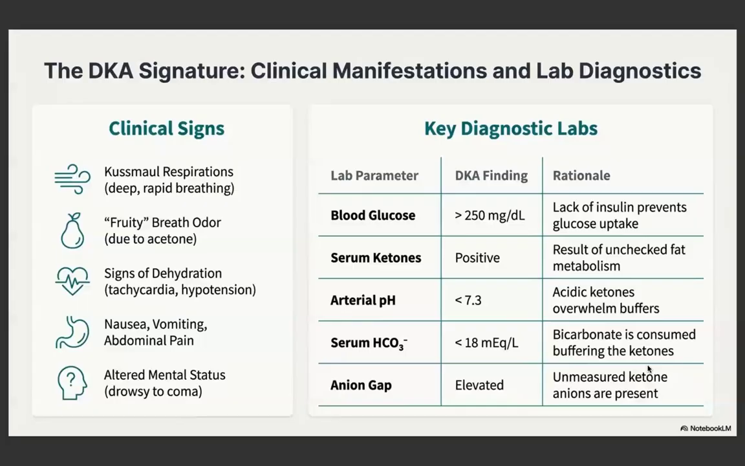Then our pH is going to be less than 7.3. So it is acidosis, so it's less than. Same thing with the bicarbonate. Remember, if it's less than for bicarb, it's also less than for pH. And our anion gap is elevated. That just means that there's a specific amount of unmeasured ketones.